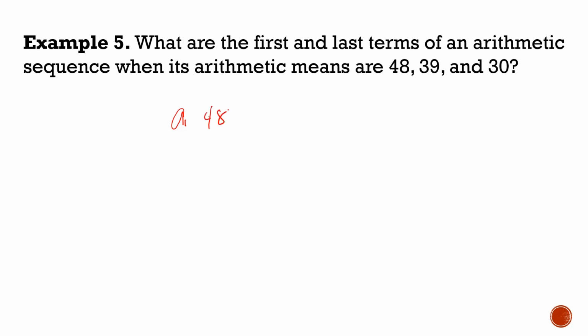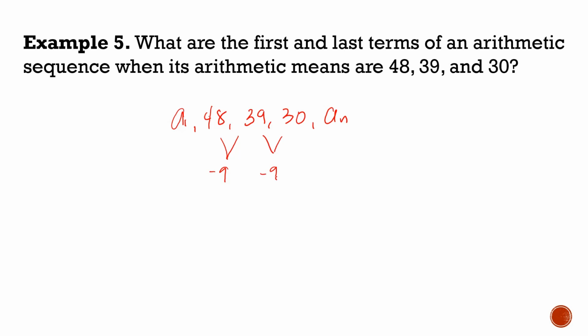So we have 48, 39, and 30. Now, as you can see, the sequence here is decreasing, okay? And all we need to know to find A1 and AN is the common difference, right? That's what makes an arithmetic sequence. So to find D, since this is decreasing, definitely we will subtract 39 minus 48. That will give us -9. This is also -9. Now that's a big clue.